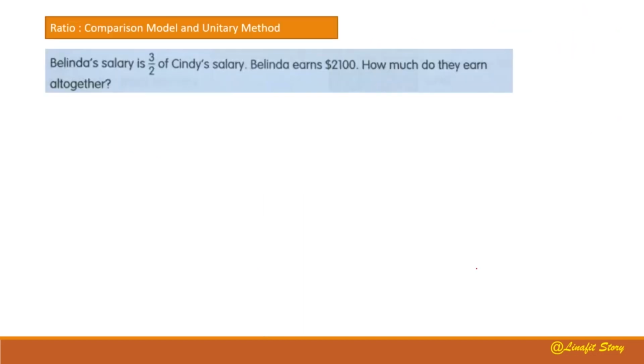Belinda's salary is 3 out of 2 of Cindy's salary. Belinda earns $2,100. How much do they earn altogether? So over here, 3 out of 2. 3 is the numerator. So these 3 units belong to Belinda and 2 units belong to Cindy. So Belinda to Cindy equals to 3 to 2.